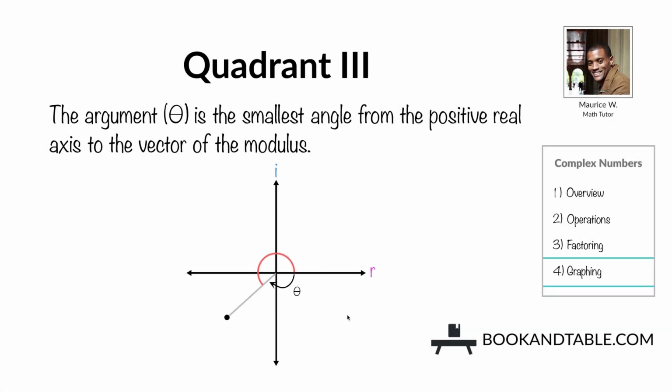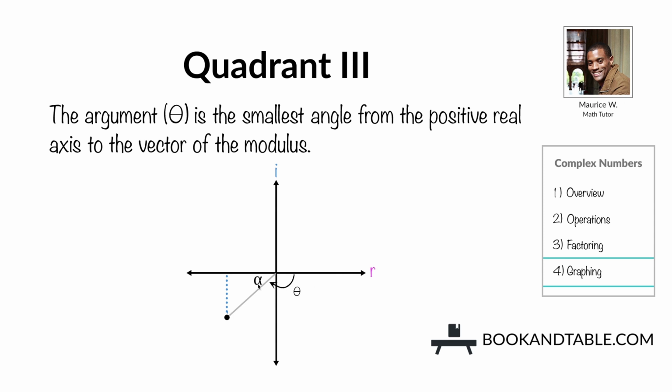Let's now discuss how to find the argument in the third quadrant. Again, the argument, or theta, is the smallest angle from the positive real axis to the vector of the modulus. So previously, we were moving counterclockwise to get to the vector of the modulus, but in this case, it would always require us to go beyond 180 degrees, which means moving counterclockwise from the real axis is not the way we want to go when we are finding the argument in the third quadrant. Instead, we want to move clockwise to get to the vector of the modulus. That will now be our theta, or argument.